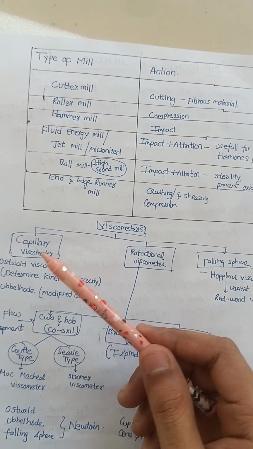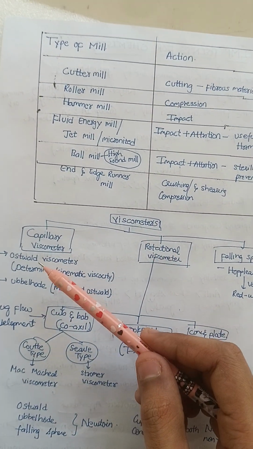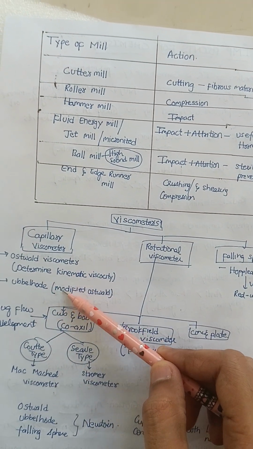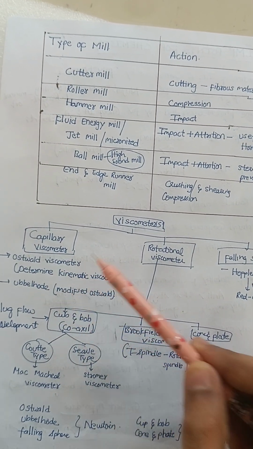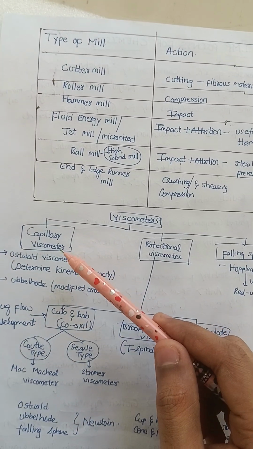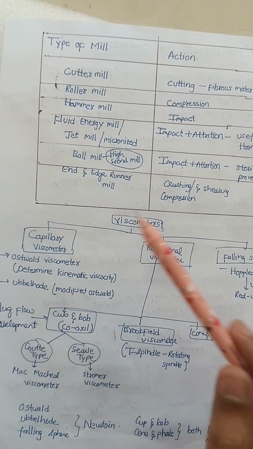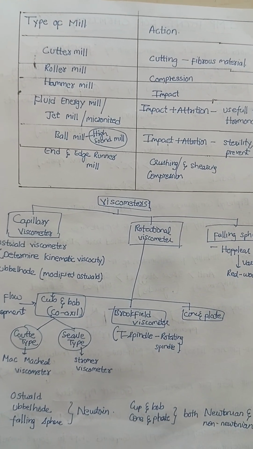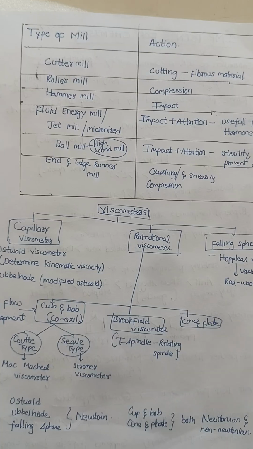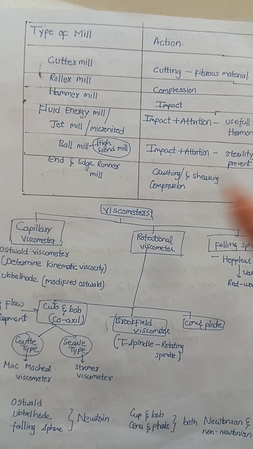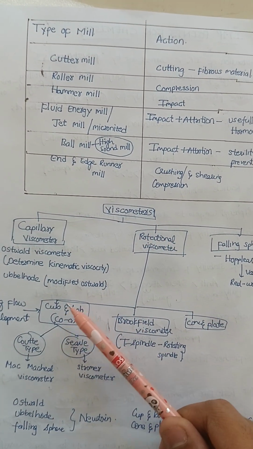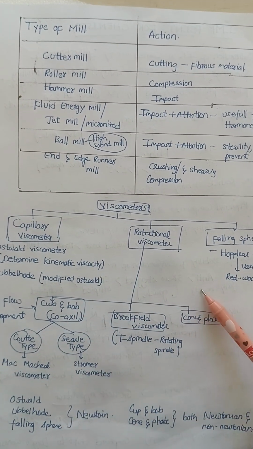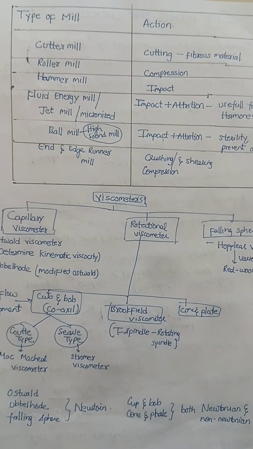In capillary viscometer, we have Ostwald viscometer, which helps to determine kinematic viscosity, and Hibbert viscometer. This is a modified Ostwald viscometer. So under capillary viscometer, we have Ostwald viscometer and Hibbert viscometer. The next is rotational viscometer. The name itself says it has something to rotate. So this viscometer helps to rotate things. And we have cup and bob, Brookfield viscometer, and cone and plate viscometer. These three are subclassified under rotational viscometer.